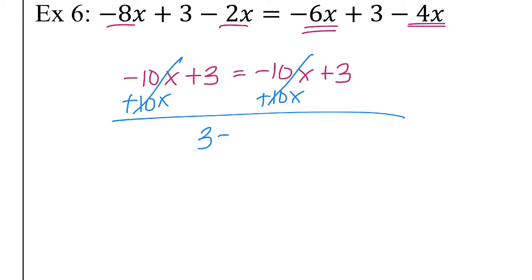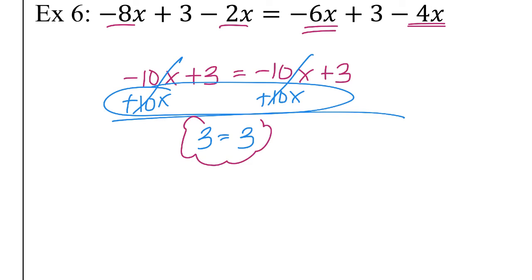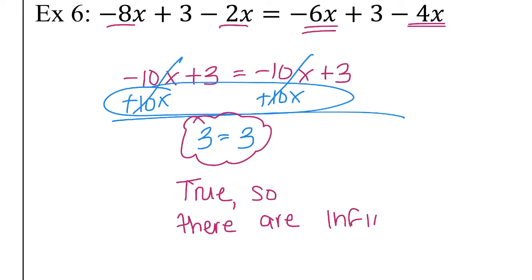But this time what we're left with is 3 equals 3. So again, all of our variables made 0, so there's no x left over to solve for. So we look at the resulting statement, 3 equals 3, and we decide, is this true or false? So 3 equals 3 is in fact true. 3 does equal itself. So that means that there are infinitely many solutions.